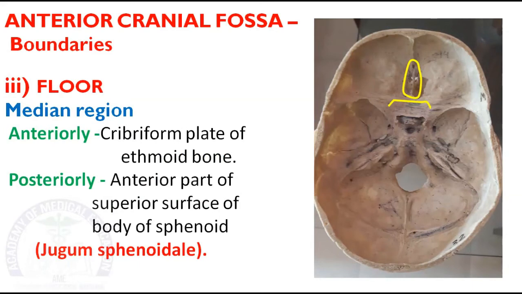Now, what structures form the floor of the anterior cranial fossa? We have divided the floor into two parts, the median region and the lateral region. First we will discuss the median region. Anteriorly it is bounded by the cribriform plate of the ethmoid bone, and posteriorly by the anterior part of the superior surface of the body of the sphenoid bone, which is also known as the jugum sphenoidale. You are seeing the structures in the blinking area. This is the cribriform plate of the ethmoid bone, and this is the jugum sphenoidale. These two structures form the median region of the floor of the anterior cranial fossa.